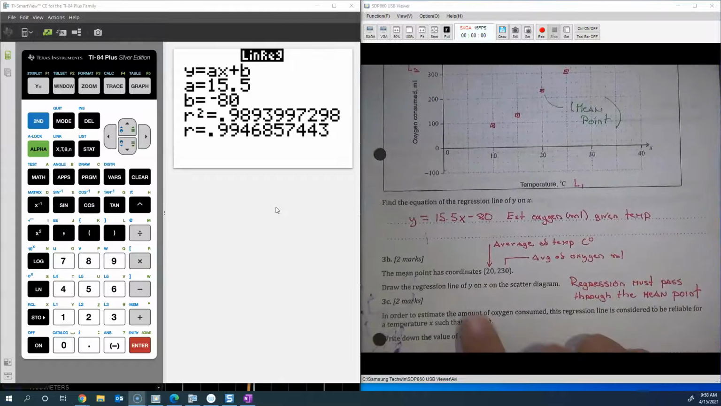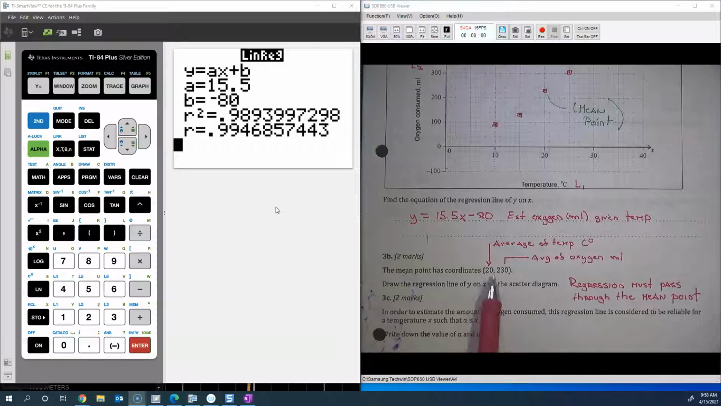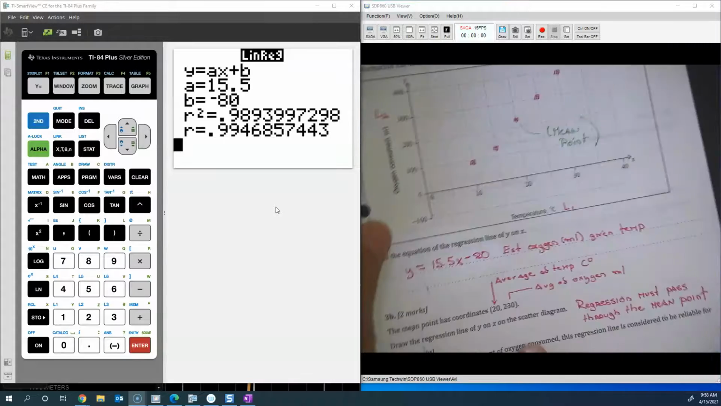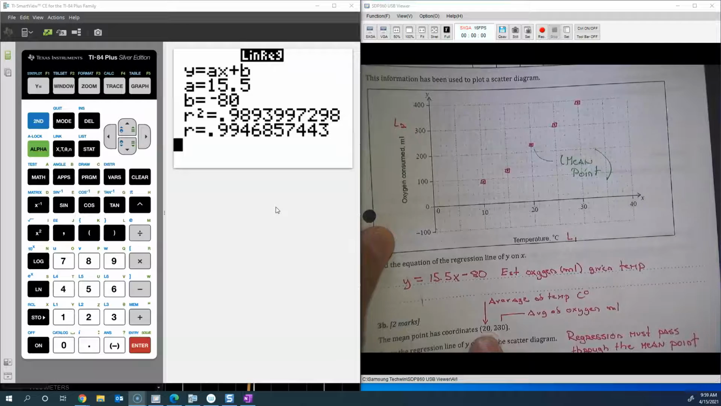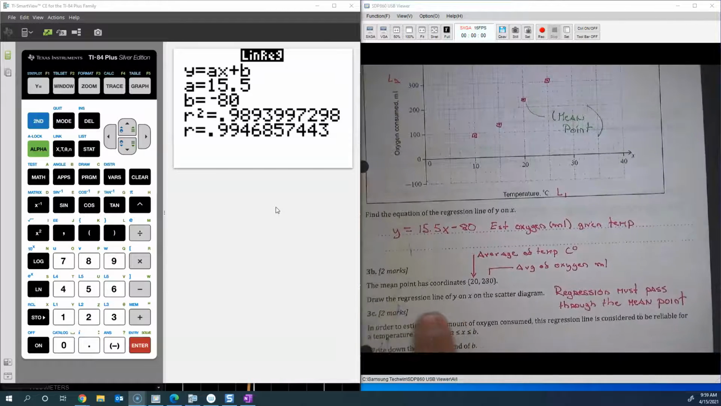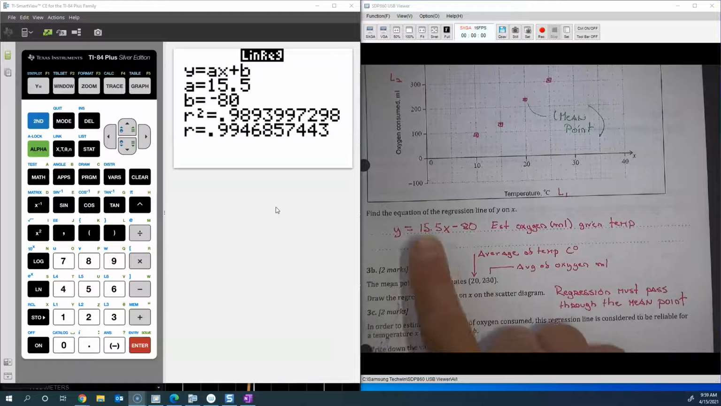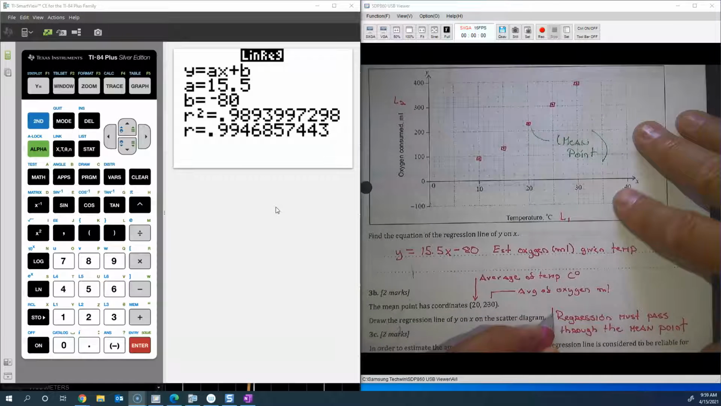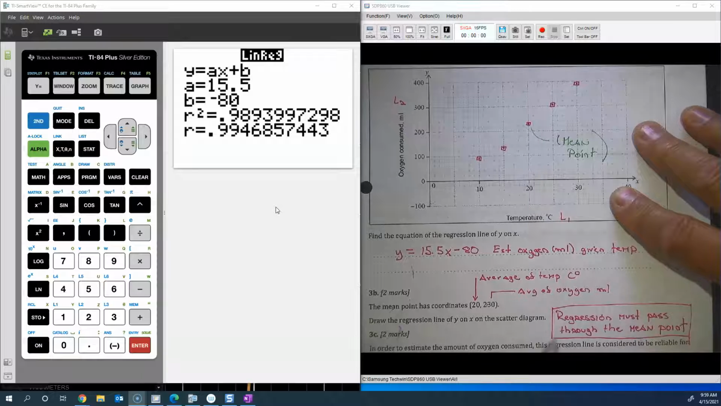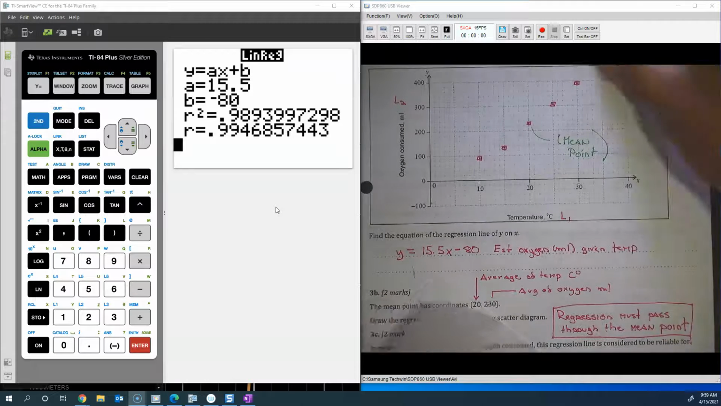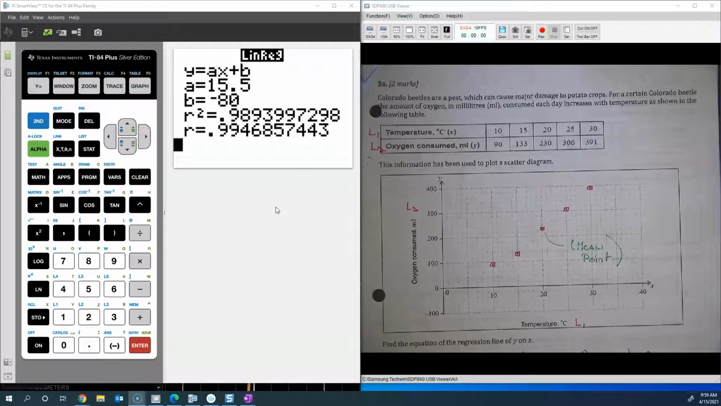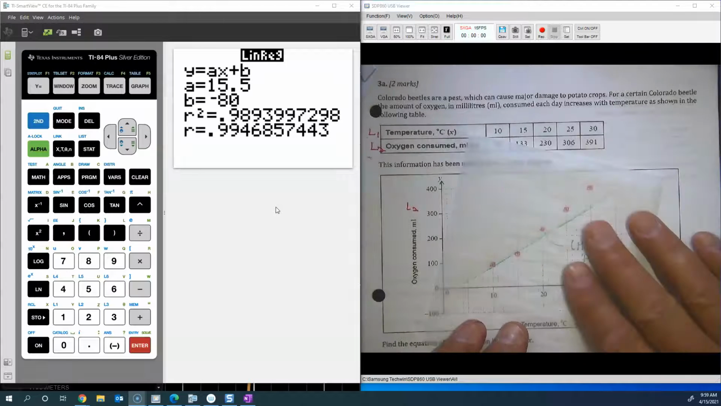So the next part says the mean point has the coordinates (20, 230). What that's telling you is the average of the temperatures is 20 and the average of the oxygen consumed is 230. If I added these 5 up and divided by 5, I'd get 230. If I added these 5 up and divided by 5, I'd get 20. Then it says draw the regression line of y on x on our plot. Well, we know the regression line must pass through that point. I marked on here where (20, 230) was. It turned out to be one of the points. The line that I draw has to go through that point.